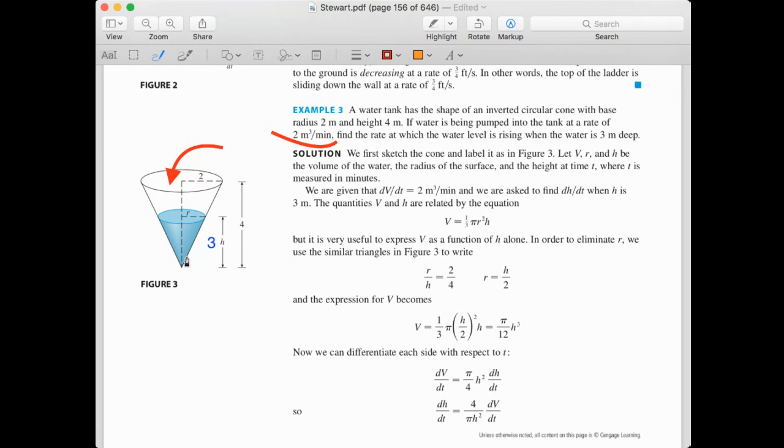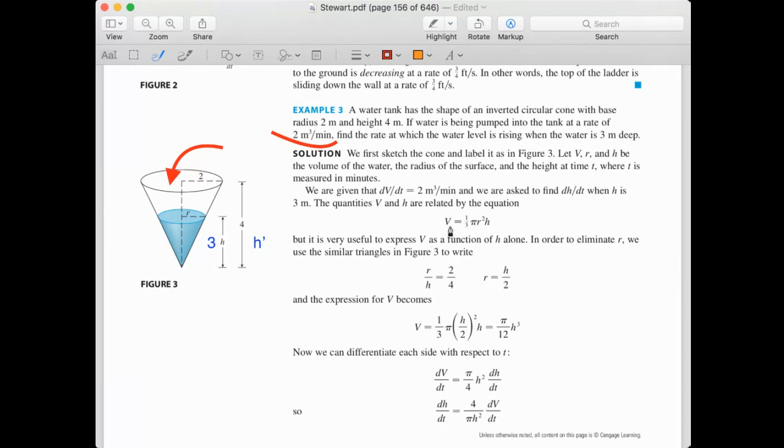Okay, so now we have to consider the rate of change of R. So we want to find the rate at which the water level is rising when the water is 3 meters deep. So we want to find h prime, or dh/dt. dV/dt is given. Okay, what is the formula for a cone?